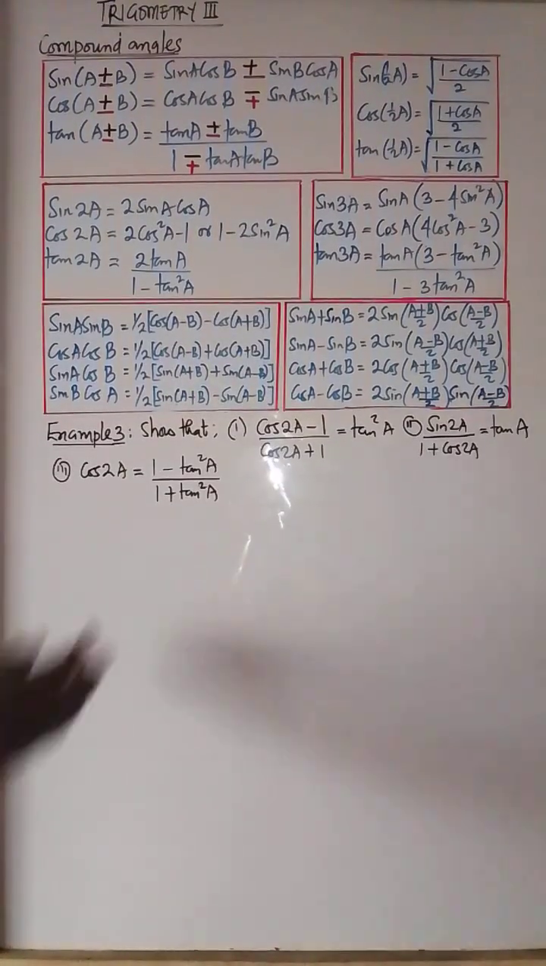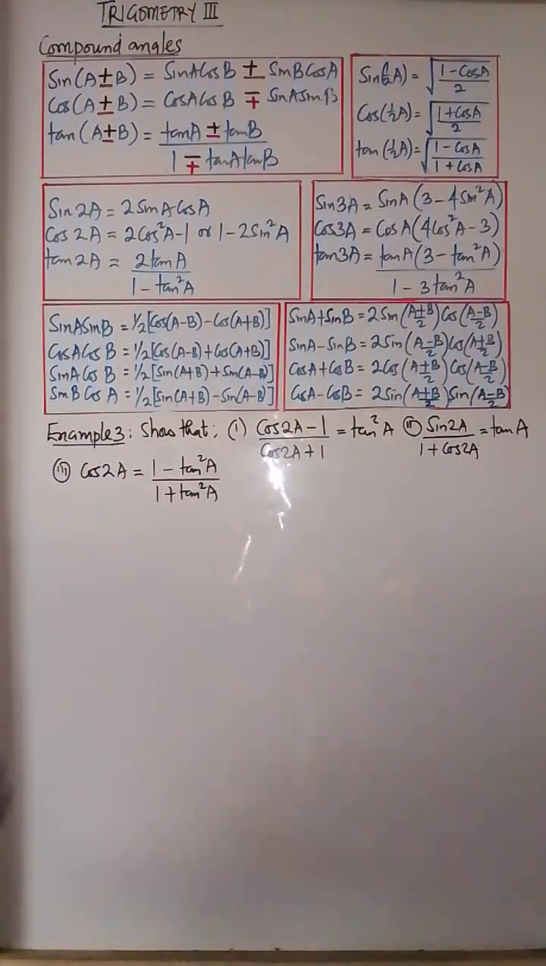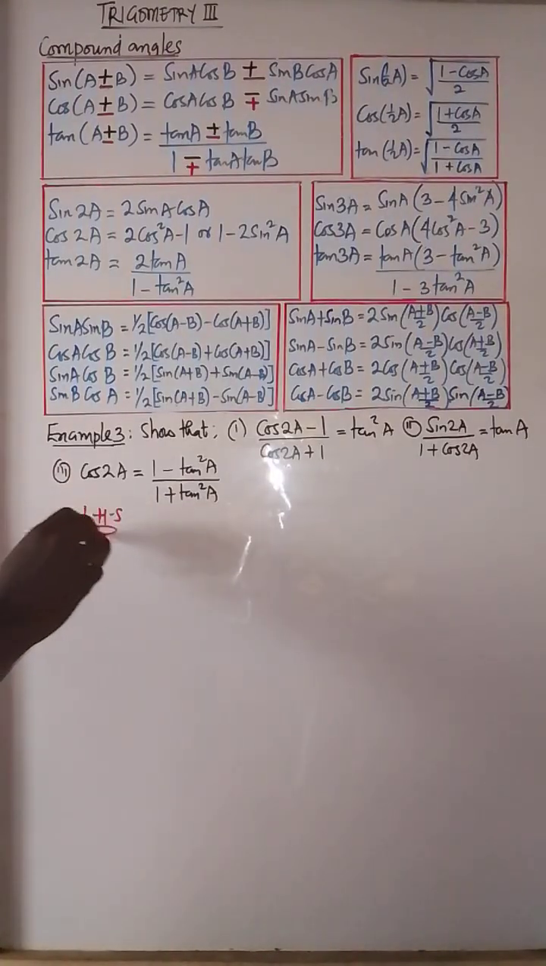Now look at the third one. Okay, let's start on left hand side as usual. Cos 2A.